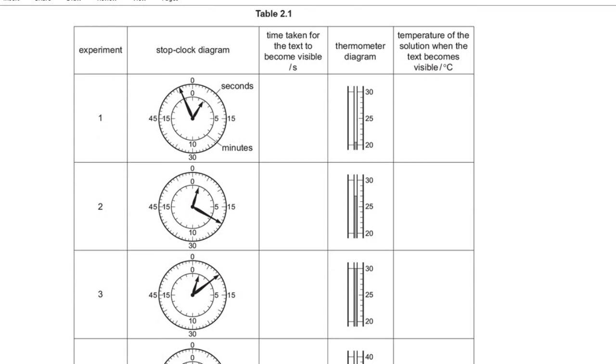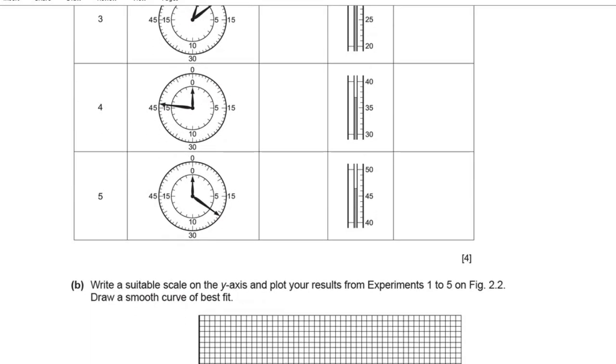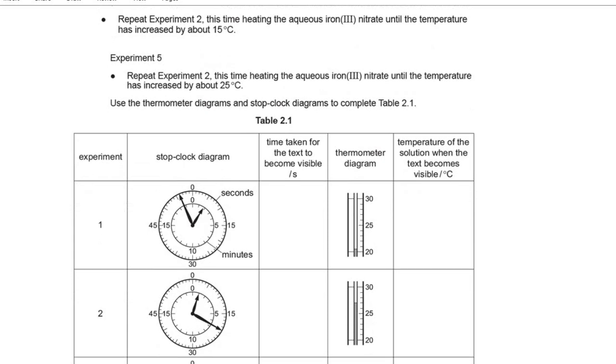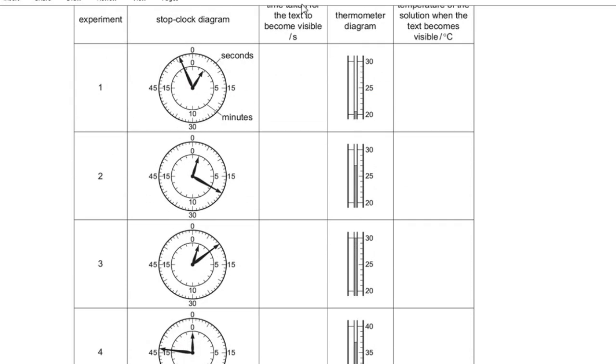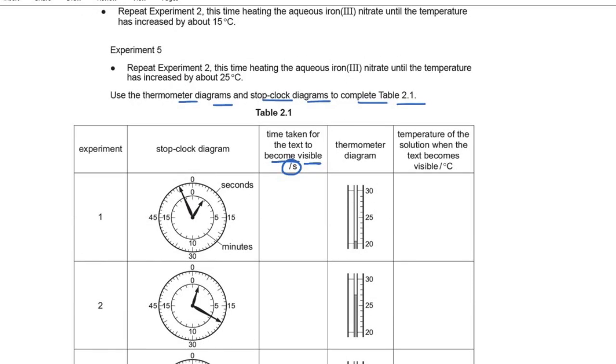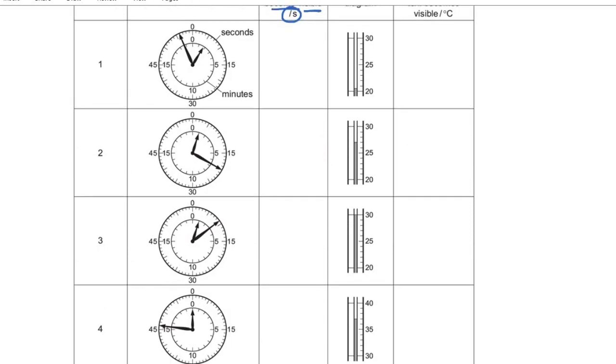Okay, here is table 2.1 where different clocks are shown, and I think we are supposed to fill up the whole table. Let's see if there is any sub question. Use the thermometer diagrams and stop clock diagrams to complete table 2.1. Here we have to write the time in seconds. What is this time meant for? It's meant for the time taken for the text to become visible, so we write it in seconds only.